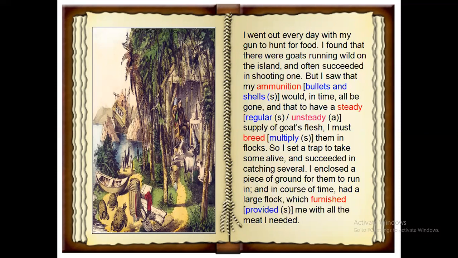I enclosed a piece of ground for them. Actually, he made a place for those goats to stay safely. Enclosed means he protected the place with pens, a large place with pens for the breeding of those goats. And in course of time, had a large flock. And Crusoe, within a short time, had a large flock, which furnished, that is, provided him with all the meat he needed.